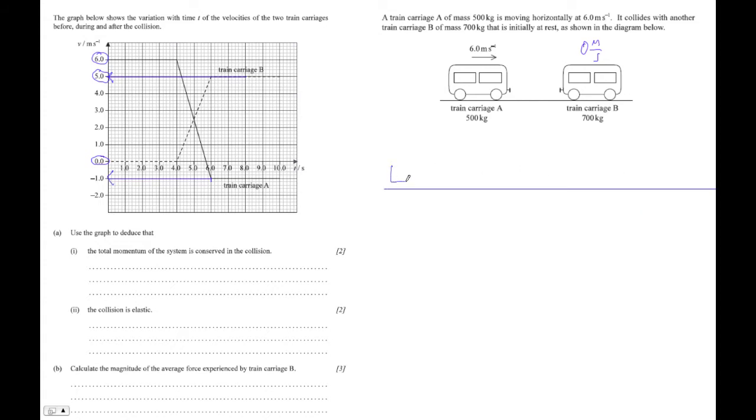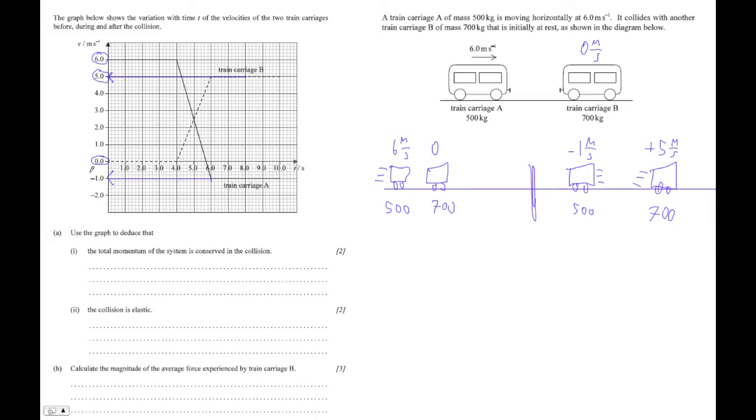So here is A and B. We've got 500 moving at 6 meters per second, and this guy's moving at 0 meters per second and is 700. And then afterwards, we've got this poor guy here actually going this way at -1 meters per second, and there's 500. And then this train car B is moving this way at positive, what is it? +5. And this is 700. It always helps me to make a drawing like this.